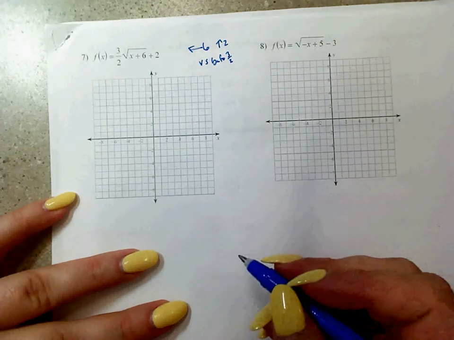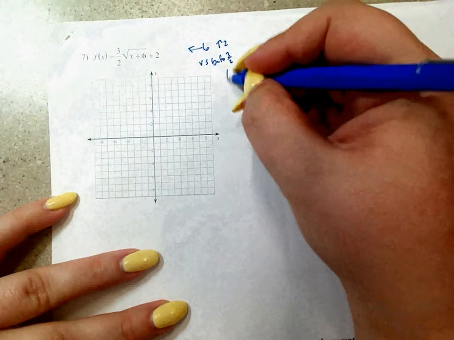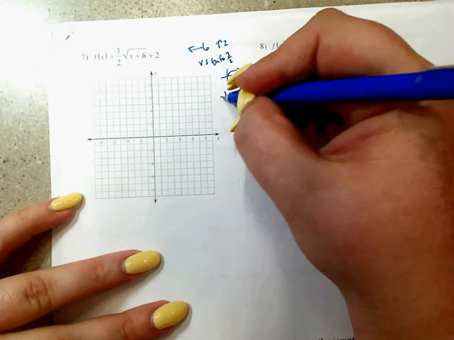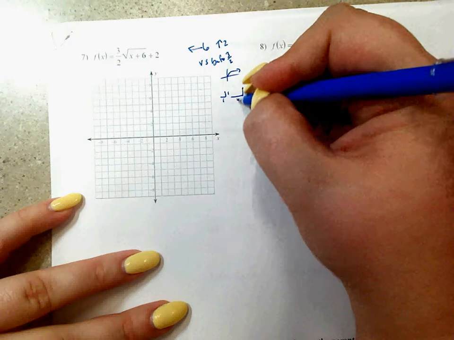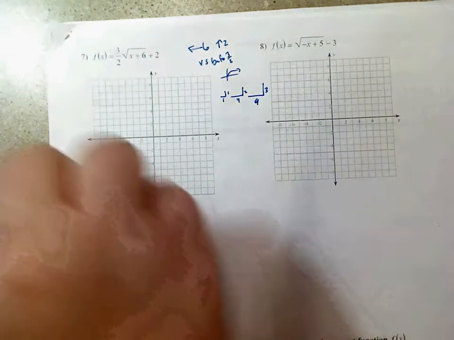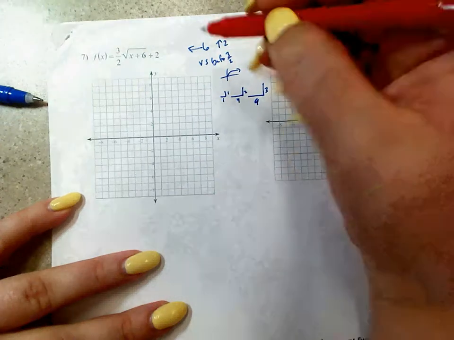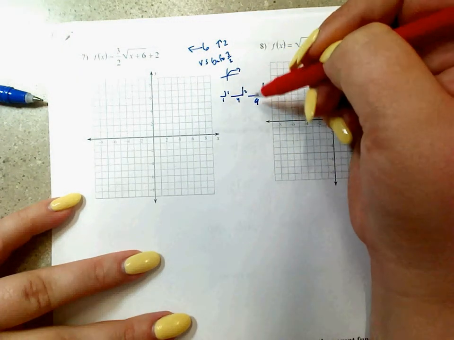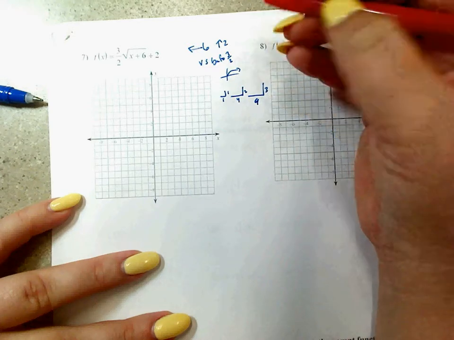All right, when I think about square root functions, I think about this, and there are no flips, so it definitely goes in that direction. The square root of 1 is 1, the square root of 4 is 2, and the square root of 9 is 3. And then we have this vertical stretch by a factor of 3/2, which means I'm going to multiply the vertical component, 1, 2, and 3, by 1.5 or by 3/2.